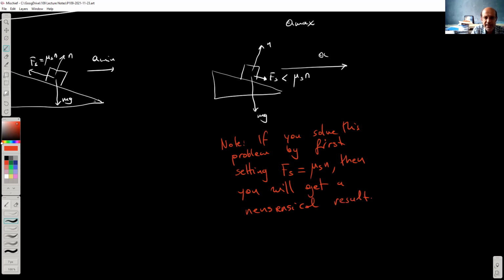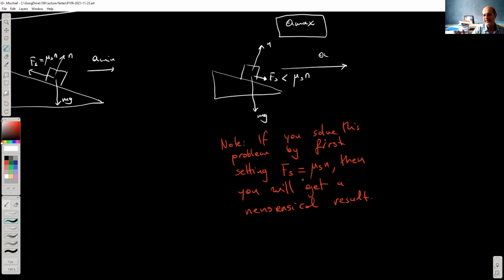This is an Amax problem. You would like to find the maximum possible acceleration. But to solve this problem, if you make this assumption at the beginning, then you're going to get something nonsensical. I suggest that you try this and see why. At the end, you are going to find the acceleration to be negative in that case.